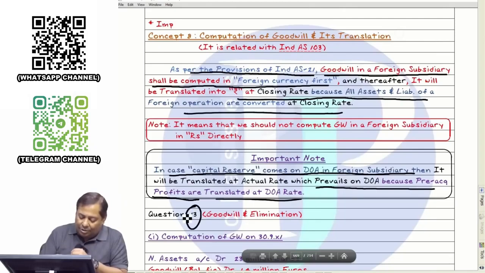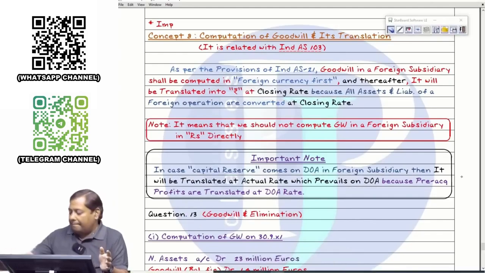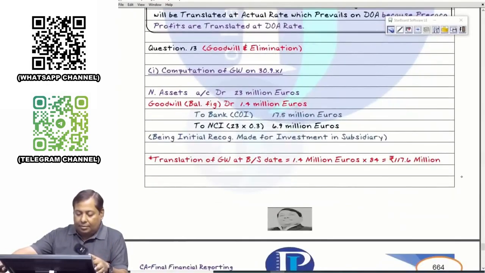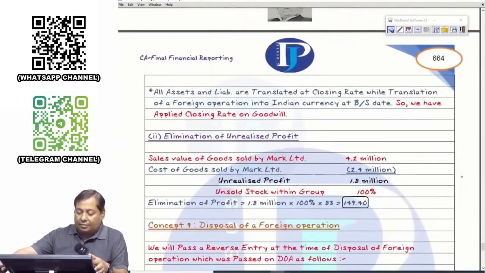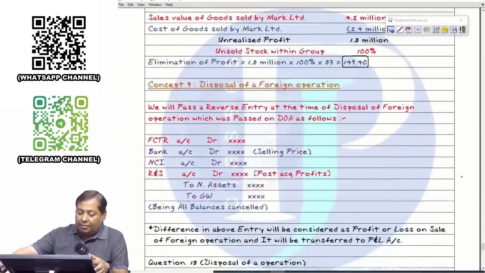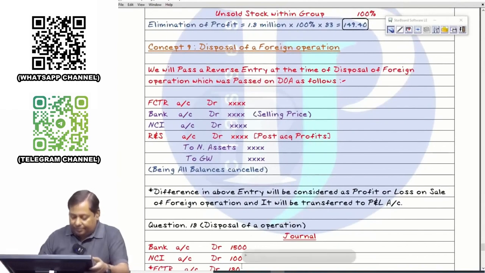Then we also had questions on it. Question number 13 had both goodwill and elimination. You should revise it, dear. We also have past entries. Okay then, the last concept came up.